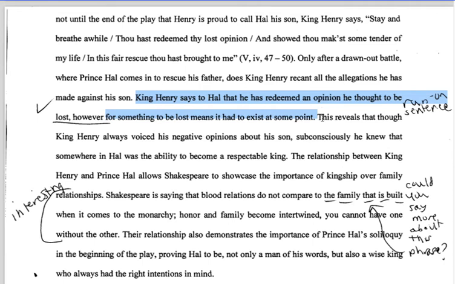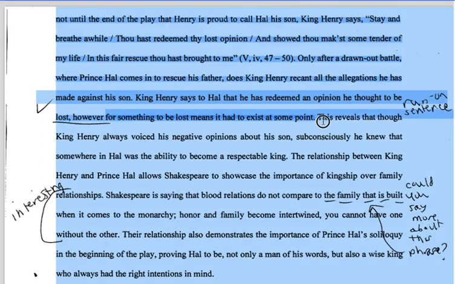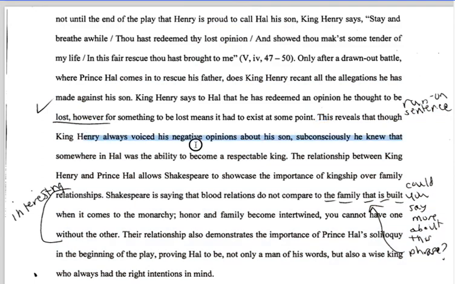So, now that you've made this observation, why is this consequential? Why should I care? The follow-up sentence tells me why I should care. This reveals that though King Henry always voiced his negative opinions about his son, subconsciously he knew that somewhere in Hal was the ability to become a respectable king. This is why the previous observation matters. It's a nice little bit of analysis using the text in order to reach a conclusion, which is the subconsciousness of King Henry. This is not something that's explicitly stated in the play. The student is able to derive this analysis from the words of the play.